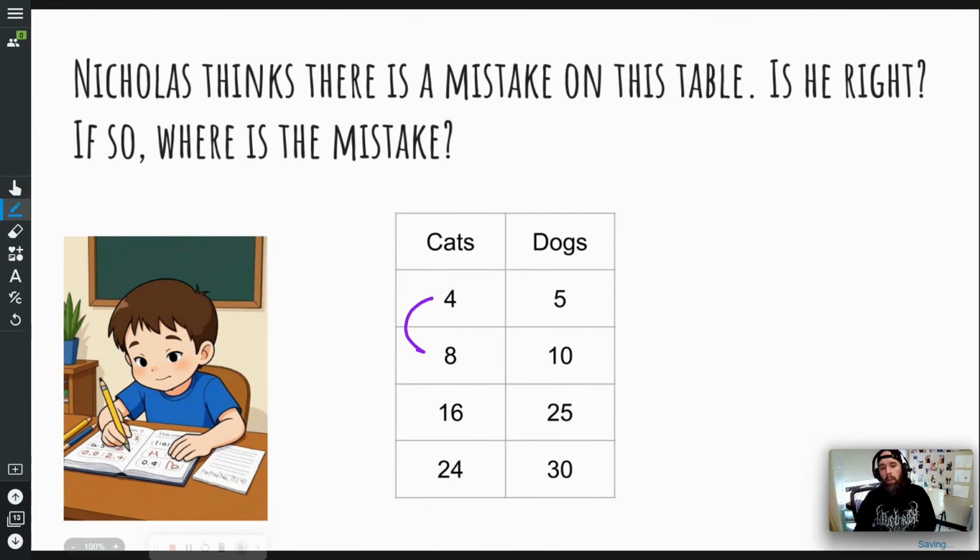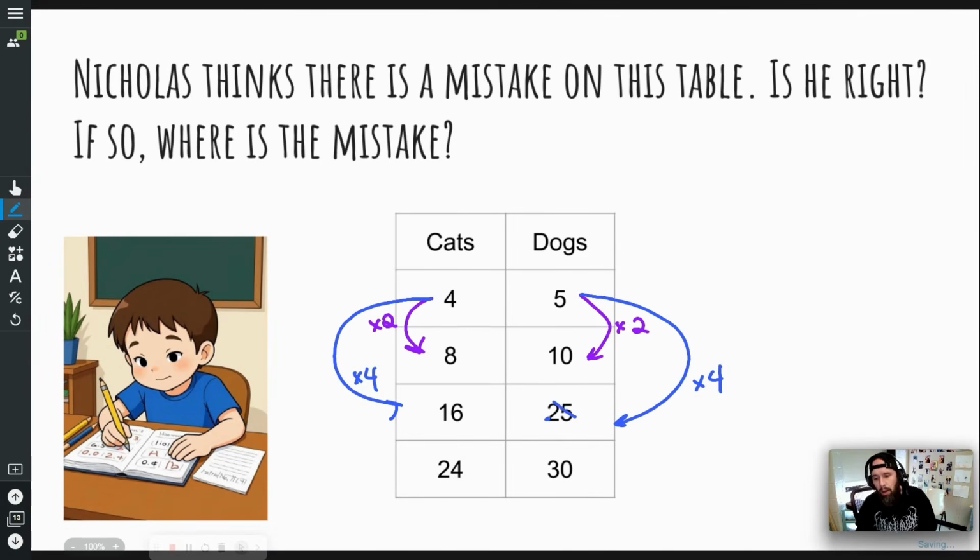So let me see. How can I get from 4 to 8? I can multiply 2. Is 5 to 10 the same thing? Multiply 2. Yes, it is. That seems to be fine. Now I can multiply 4 by 4. That'll get me 16. So 5 times 4 is, 5 times 4 isn't 25. 5 times 4 is 20. So there's a mistake.